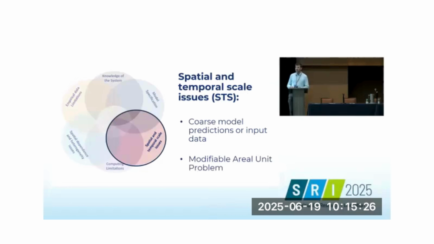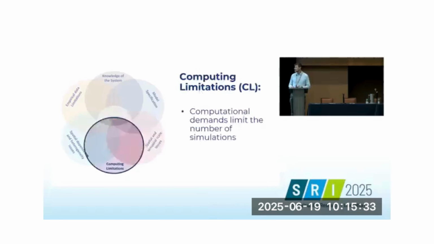Next is spatial and temporal scale issues. So these are issues derived from coarse model predictions or model input data. Also computing limitations. We've heard, I think the first day I was here, there was a talk on quantum and AI. And so computing power is increasing and increasing. But with that, we're also seeing an increase in the complexity of the questions that we're asking. So these two together are making this imbalance between, we are still seeing computing limitations despite this increase in computing power.